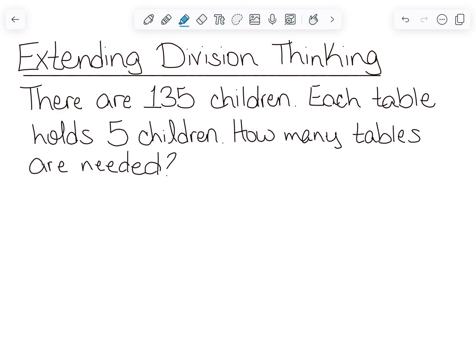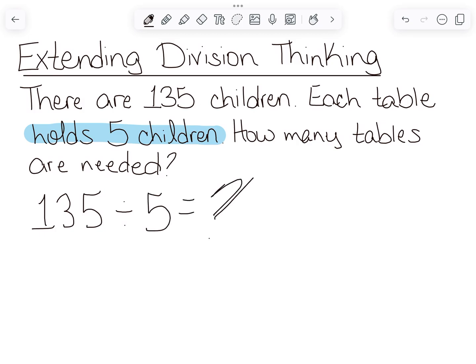For our next example, there are 135 children. Each table holds 5 children. How many tables are needed? This one is also measurement division. We know that each of our groups can hold 5 children, but we don't know how many groups we have. Our problem will be 135 divided by 5 is equal to what?